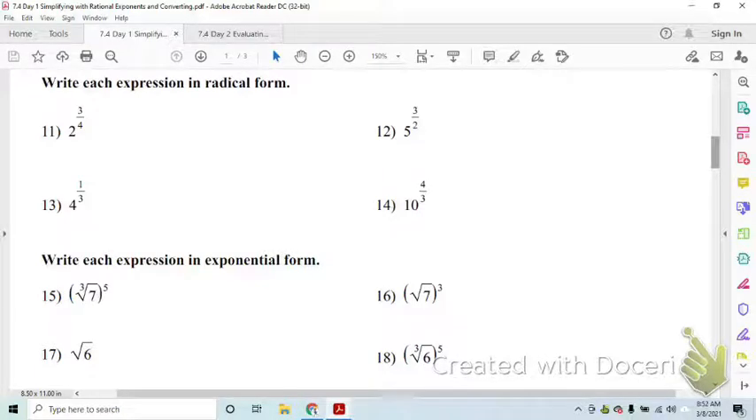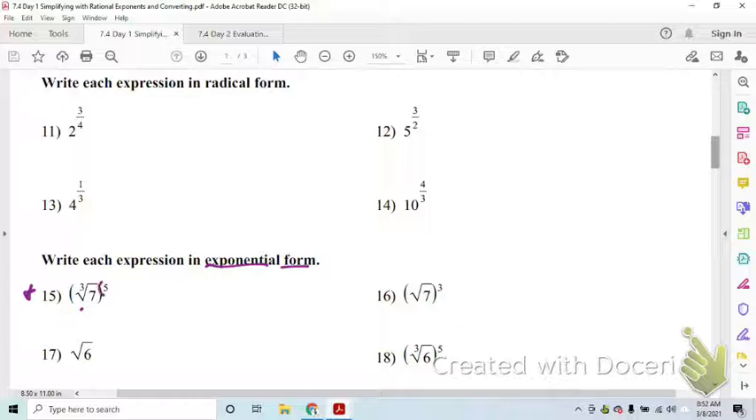All right, doing these a little out of order today. Let's start with number 15, okay? Now we're going to rewrite this in exponential form. Currently it's in radical form because there's a radical there, okay?